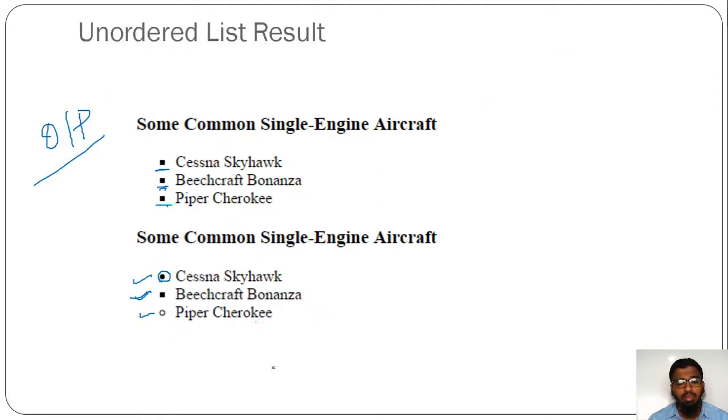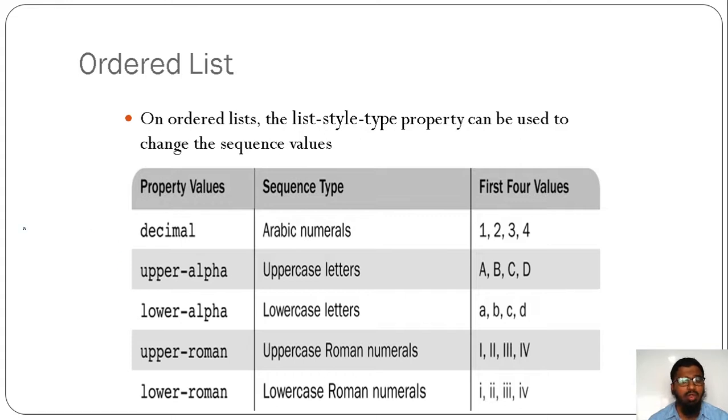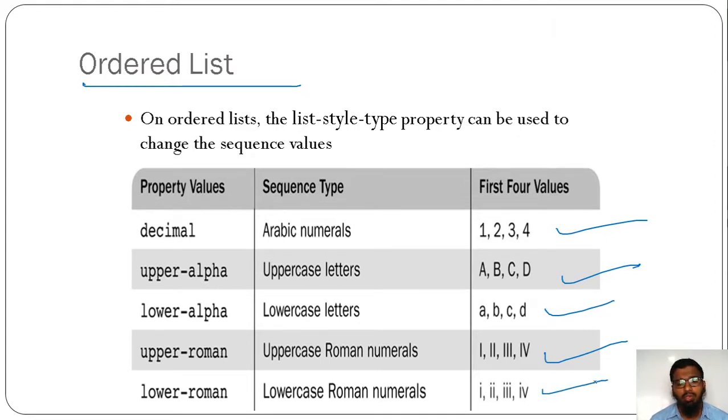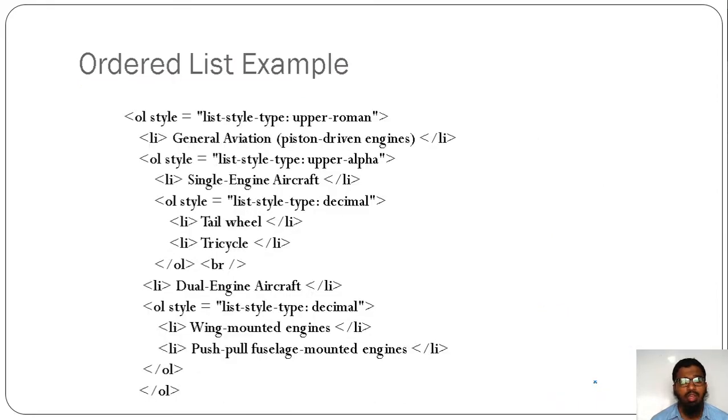The circle means the border only. If we have a dark circle, that is disk. If we have only a border, that is called circle. So this is the unordered list, and you can change it as per your requirement. Next, the ordered list. In this ordered list, as I told you, you can take 1, 2, 3, capital ABC, small abc, Roman numbers and lowercase Roman numbers. You can take any one of these. Next, we will see how the ordered list is used in an example.